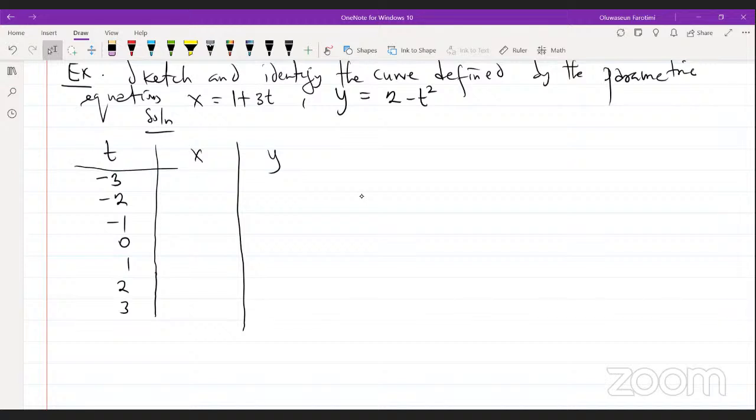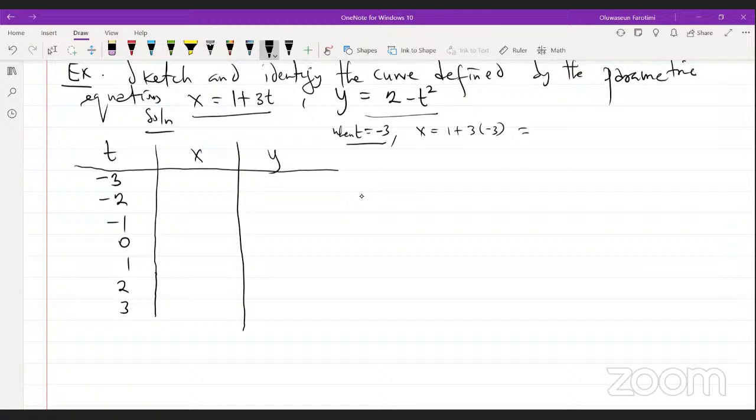How do I determine x and y? The same thing we did in the previous example. When t is -3, plug it into this equation and into this equation. What do you get as the corresponding answer? Let me just do the first one. x is going to be 1 plus 3 times -3, so my x is just going to be -8. What about y? 2 minus (-3) squared, which is 2 minus 9, which is -7. So this is -8, -7.